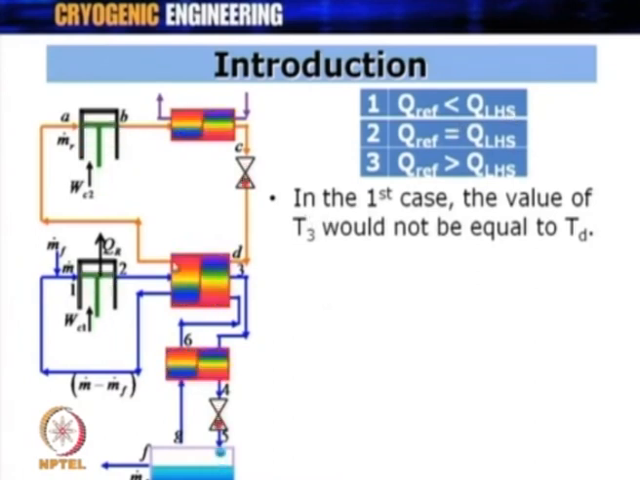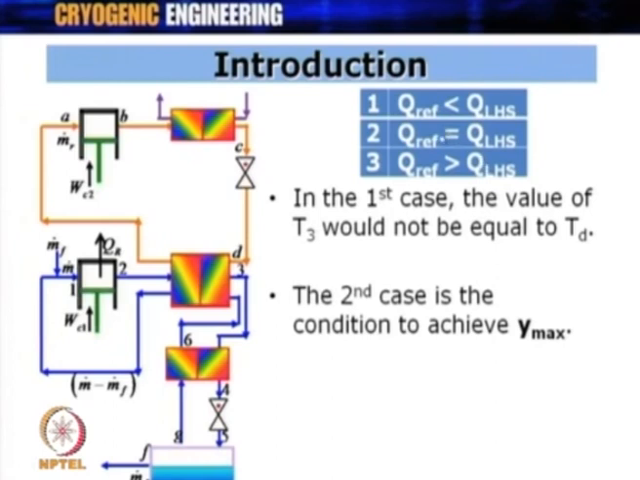In this case, the gas state at point 3 will not be at the same temperature as TD, because the refrigeration or the cooling effect that is available in the pre-cooling circuit is less than the desired value of QLHS. In that case, the temperature at point 3 will not be equal to TD. That means it will not be equal to the boiling point of the refrigerant at this suction pressure.